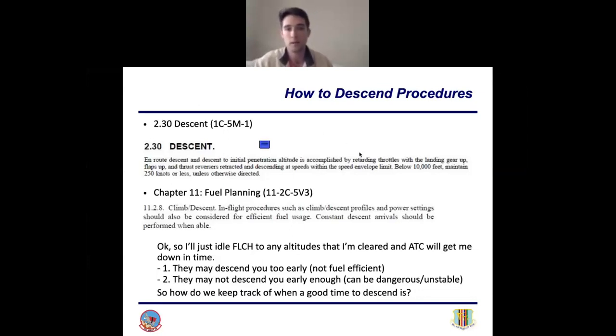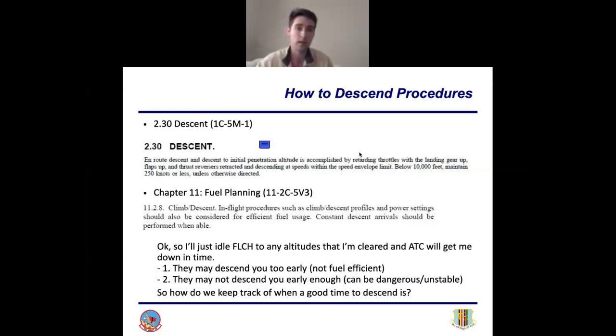En route descent and descent to initial penetration altitude is accomplished by retarding the throttles with landing gear up, flaps up, thrust reversers retracted, and descending at speeds within the speed envelope. Below 10,000 feet, maintain 250 knots or less unless otherwise directed. So that is a normal descent: idle, gear up, flaps up, thrust reversers retracted. So clean jet, idle, descent. That's what the Dash 1 says is our normal descent.